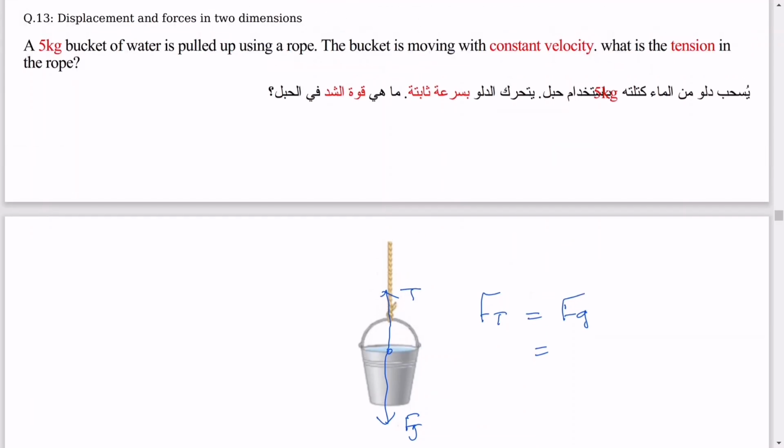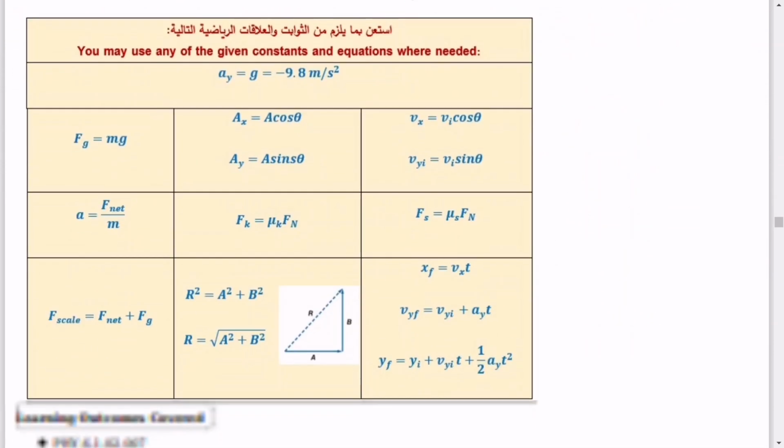So what is the force of gravity? The mass of the bucket is 5 kilogram. So 5 multiplied by 9.8 gives you the weight of the bucket. And the tension in the rope will be equal to the weight of the bucket. Why? Because opposite forces are equal. Why are opposite forces equal? Because the bucket is in equilibrium. How do we know the bucket is in equilibrium? We know because the bucket is moving with a constant speed. So the answer is 49 Newton, which is equal to the tension in the rope.